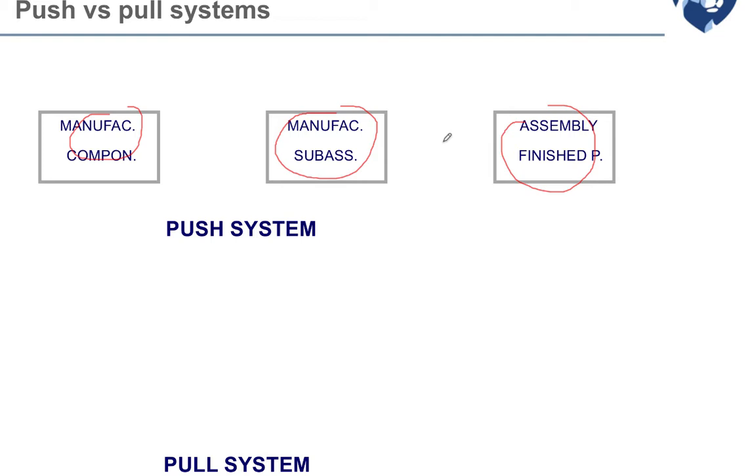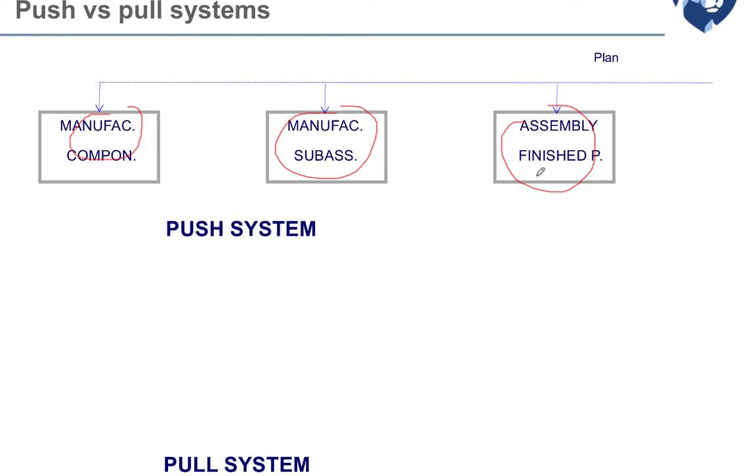In a push system, in a certain period of time, it can be at the beginning of the year, there is a plan. So, in the planning phase of the supply chain, there is a moment in which production planners make the production plan for each of the stages of the production system. According to this plan, the manufacturing component stage will know which type of component it will need to realize in each period, which type of sub-assembly will need to be realized in the manufacturing stage in each period, and which type of finished product will need to be assembled in this stage.